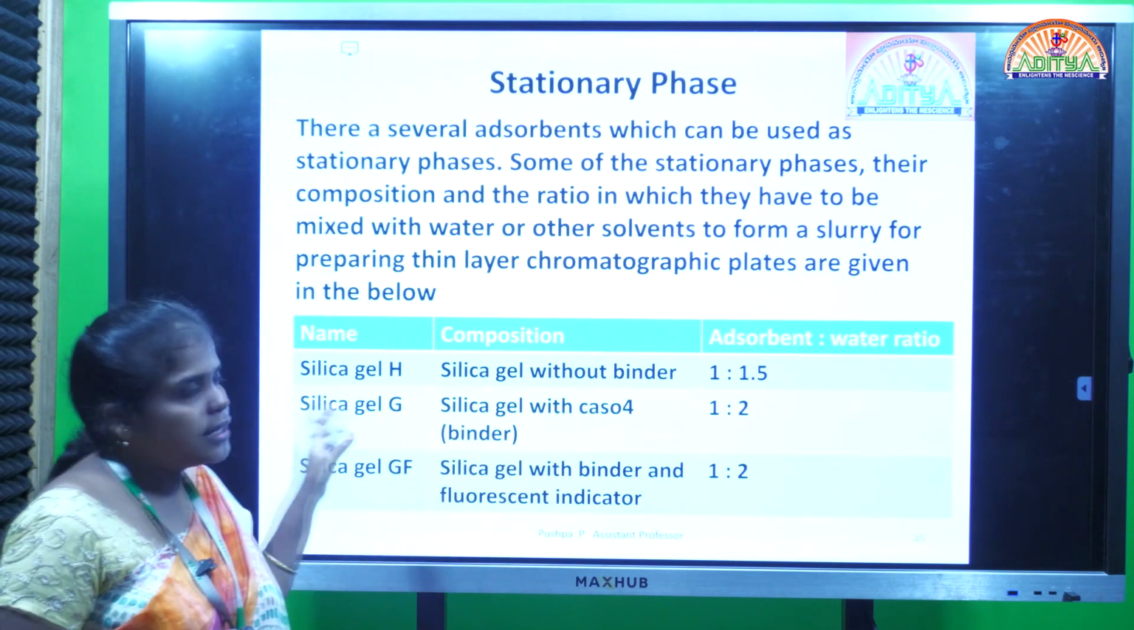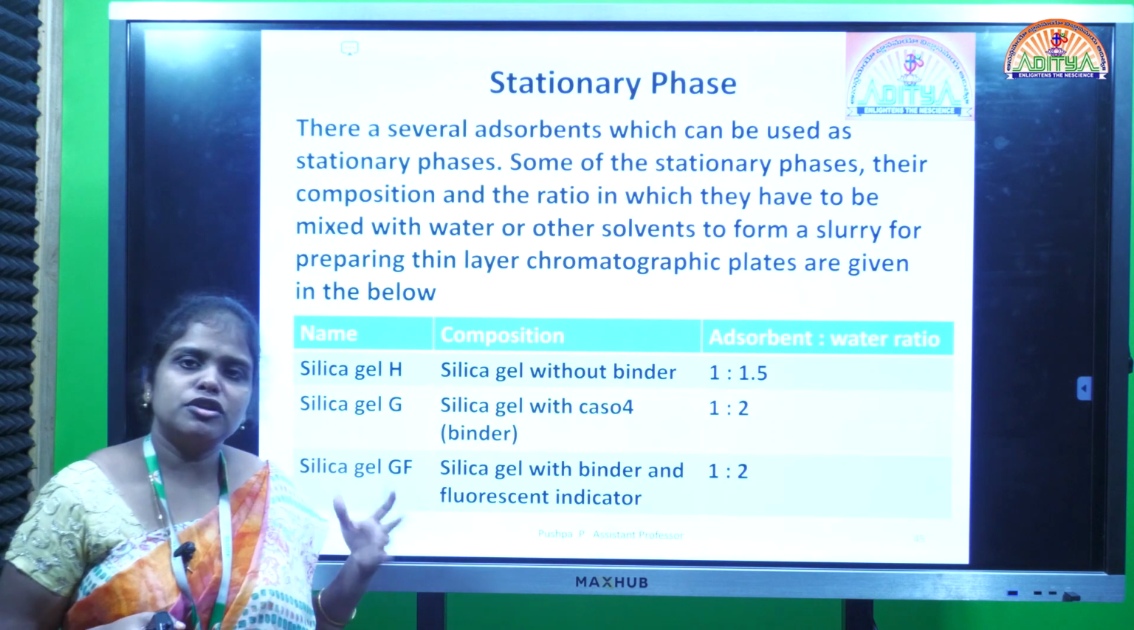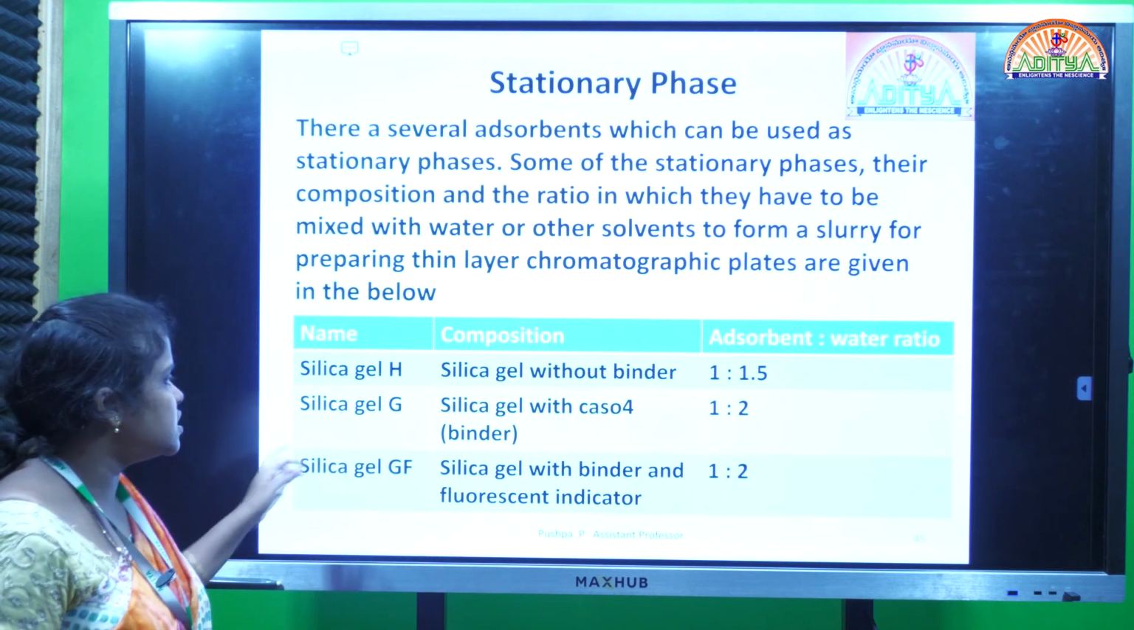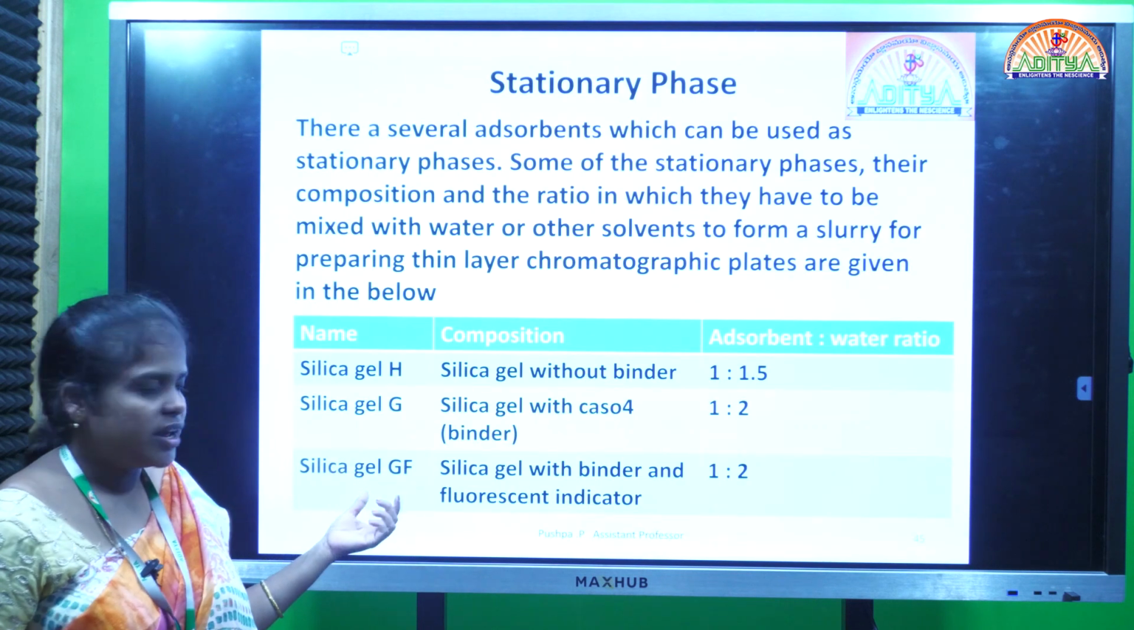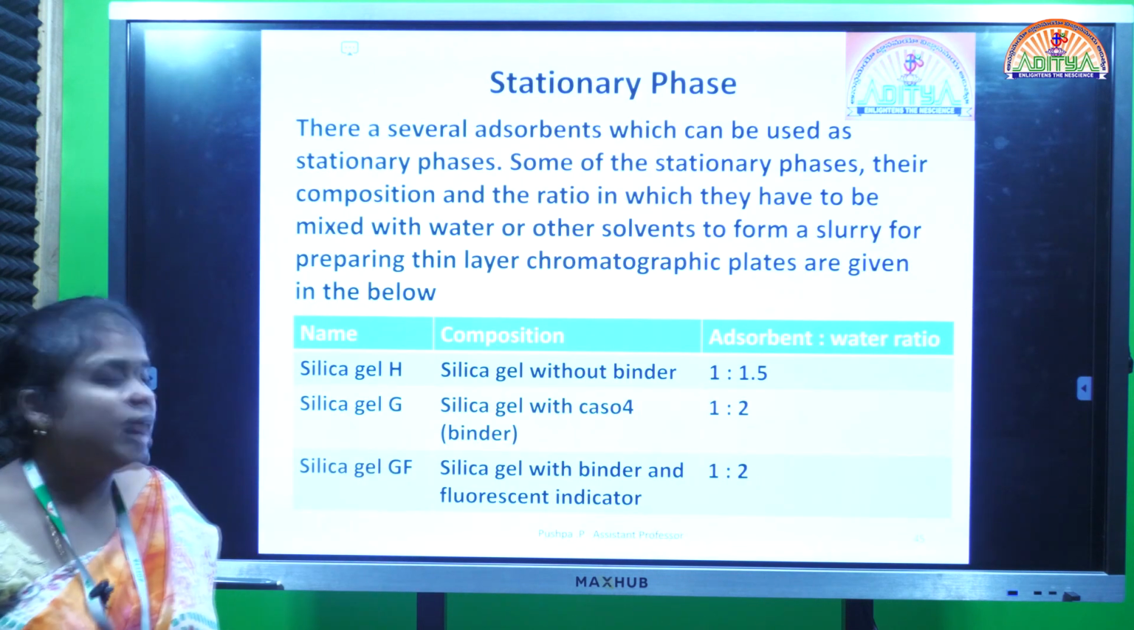you have to add 1.5 parts of water. For separation of other types of mixtures, we may use silica gel G. Silica gel G means silica gel powder. What is meant by G? G means binder.